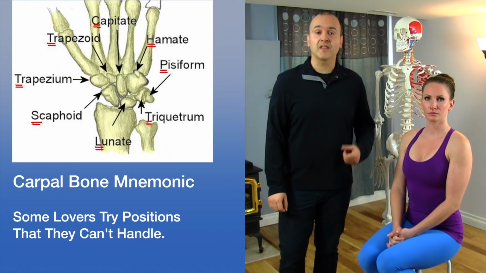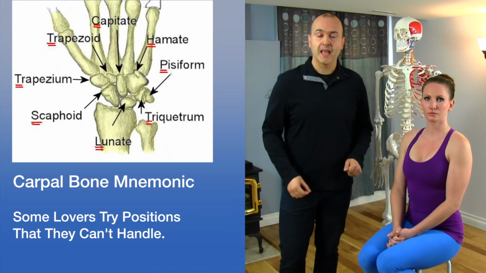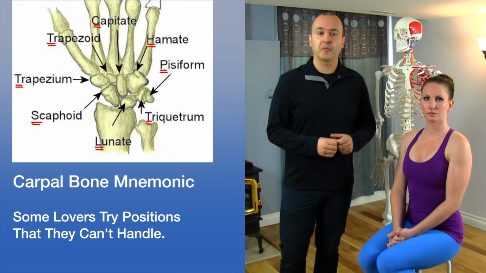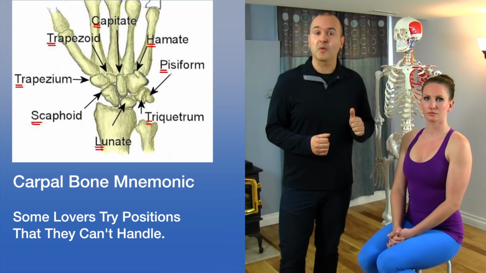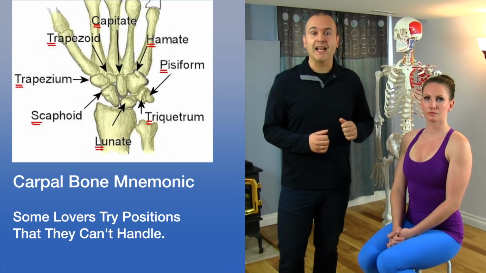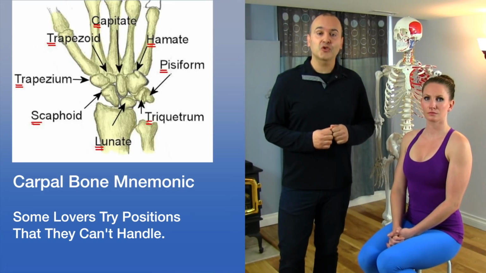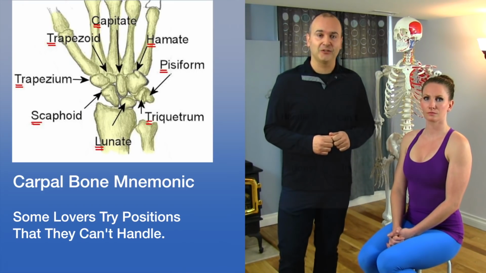Now we're going to discuss the carpal bones, or the wrist bones. This can be quite a confusing area for people to learn anatomically, but we've got a great mnemonic that'll help you remember the sequence of the wrist bones, and it goes like this. Some lovers try positions that they can't handle.